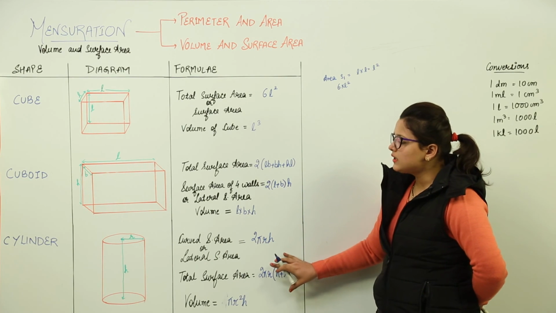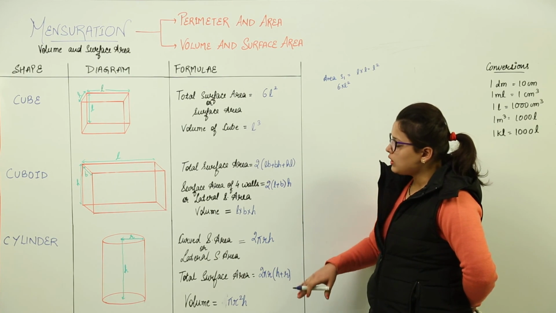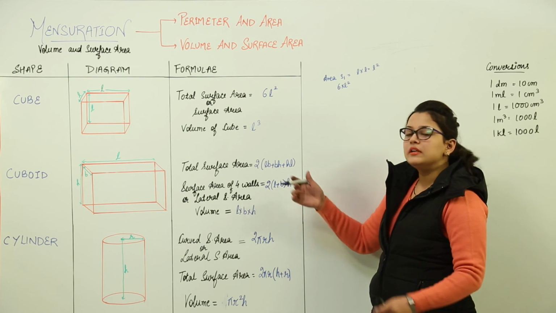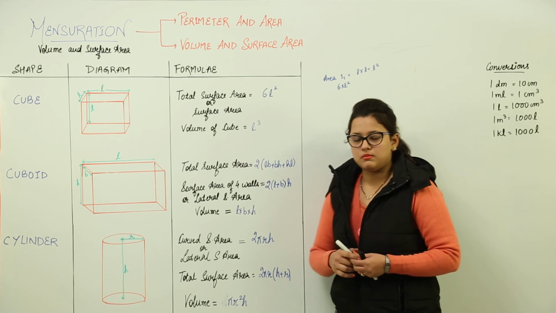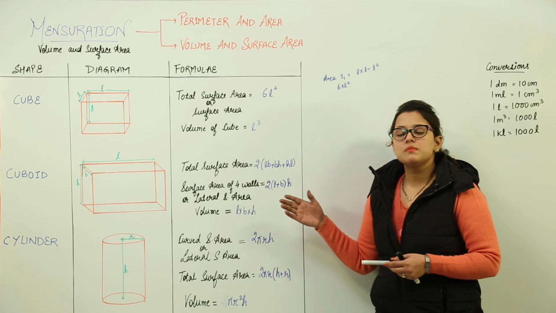Now these are the direct formulas for calculating volume, surface areas and lateral surface area, whatever the case may be. We will be solving questions based on these now.